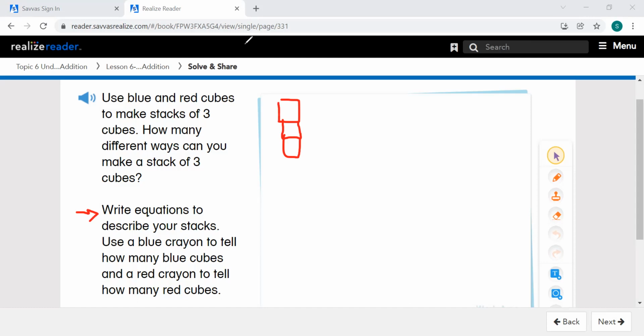So for this, how many red cubes did we use? We used 3 red cubes plus how many blue cubes did we use? 0. And that equals 3. So that's one way to make a stack of 3 cubes. Let's try another way.